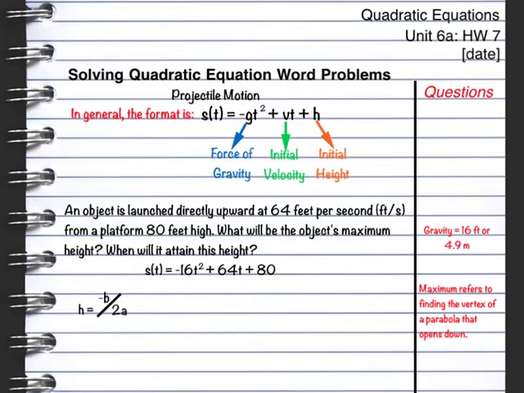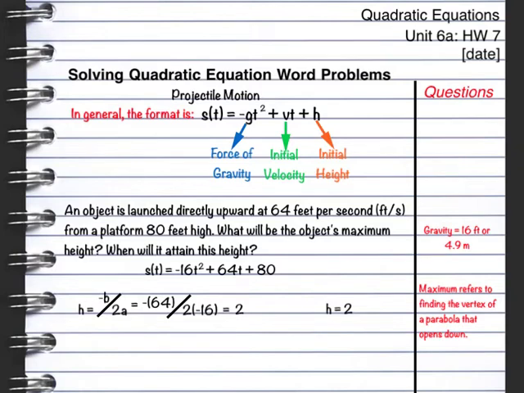So I want to go back to using negative b over 2a to find my x or my h value of the vertex. So go in, find your b value of 64, your a value of negative 16, plug it in using parentheses, and then simplify. Now I'm going to get an h value of 2, and don't forget h is represented by t here, so that 2 is going to represent my time.